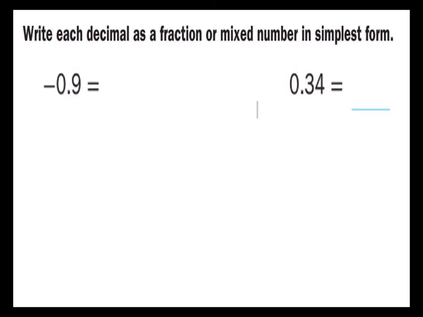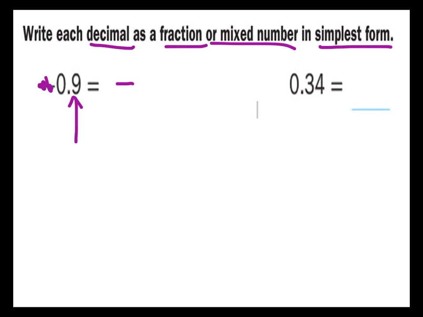Okay, notice now we need to change each decimal to a fraction or a mixed number. However, since there's no whole parts in these, we do not need to worry about changing these into mixed numbers. Simplest form. Very good. We do need these in simplest form. All right, let's look at these. It's negative, so let's just make sure it's negative, so we don't have to worry about the negative anymore.